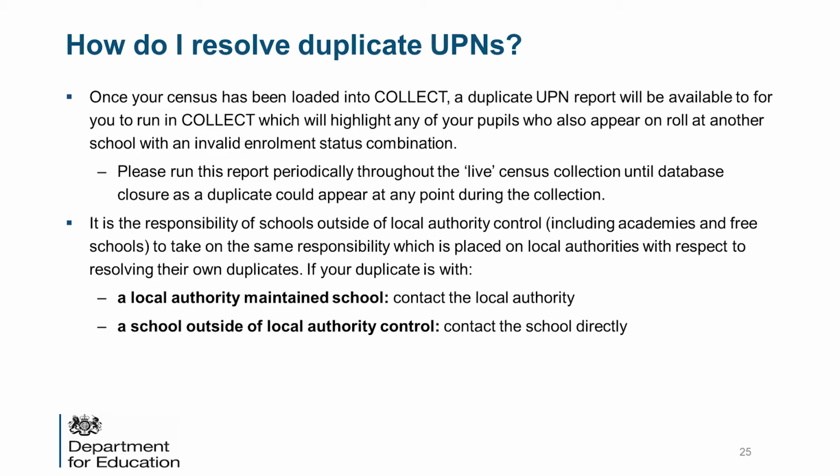A duplicate UPN report will be available once your census has been loaded into Collect. This report will highlight any pupils appearing on your census and that of another school where there is an invalid combination of enrolment statuses. It is important that schools outside of local authority control take responsibility for resolving their own duplicate UPNs. If your duplicate is with a local authority school, you should contact the local authority, and if it is with a school outside of local authority control, contact the school directly.